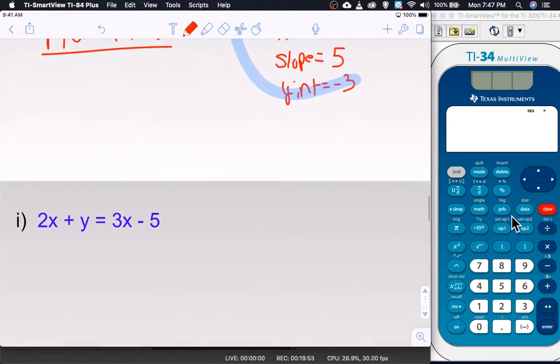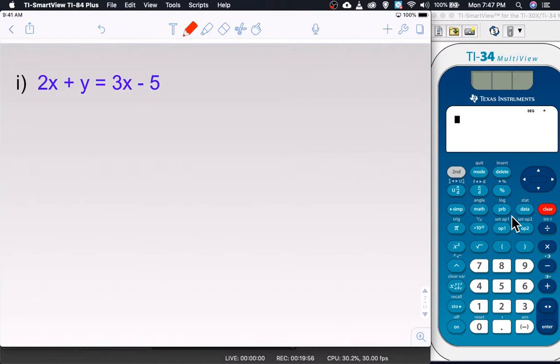Letter I. Pause the video. Find out if that is linear or not. And when you're ready to continue, hit play. We'll go through it together.